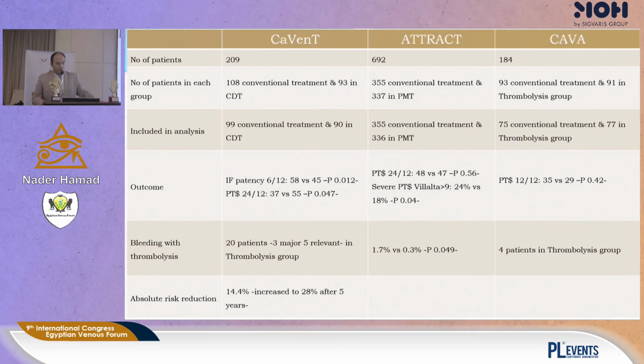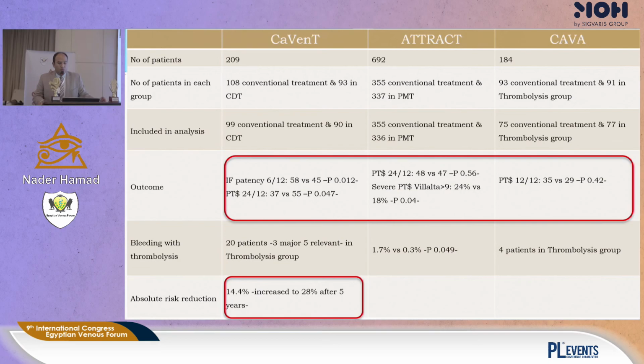And if we go to the outcome, the primary patency after thrombolysis was significant in favor of thrombolysis only in the CAVENT trial, according to the protocol. And the post-thrombotic syndrome was also significantly different in favor of thrombolysis in the CAVENT trial. While in the ATTRACT and the CAVA trials, the post-thrombotic syndrome didn't reduce that much and was not statistically significant according to the primary outcome. But in comparison, the bleeding tendency was higher in all thrombolysis groups.